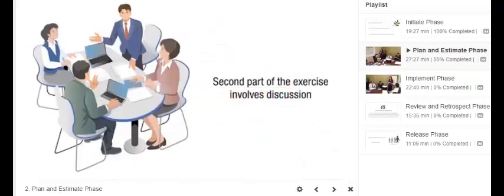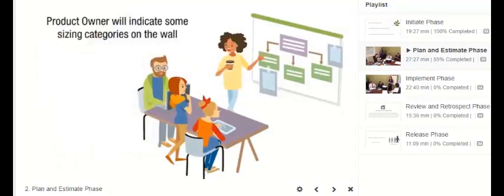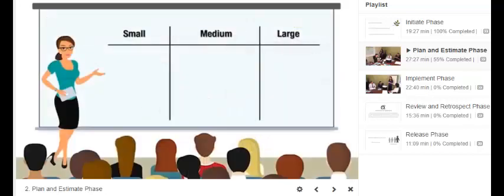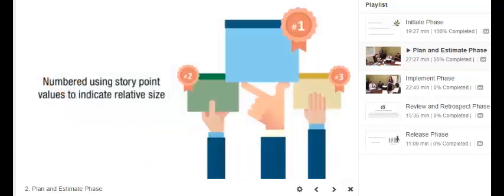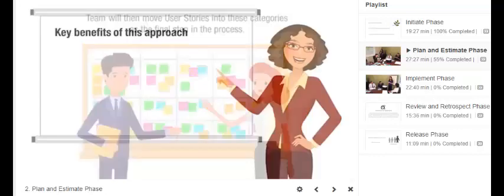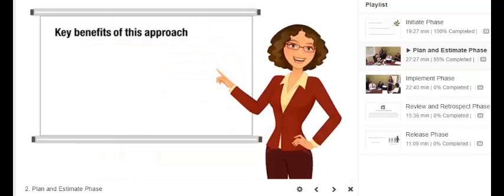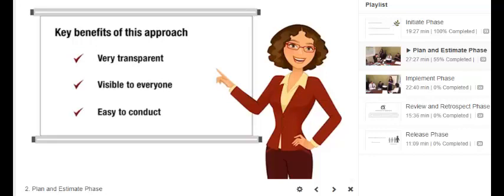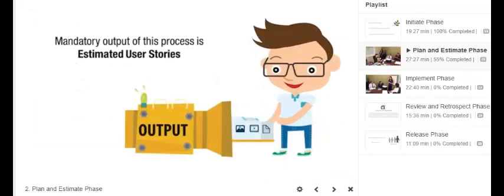The second part of the exercise involves discussion. Finally, the product owner will indicate some sizing categories on the wall. These categories can be small, medium, or large, or they may be numbered using story point values to indicate relative size. The team will then move user stories into these categories as the final step in the process. Some key benefits of this approach are that the process is very transparent, visible to everyone, and is easy to conduct. The mandatory output of this process is estimated user stories.